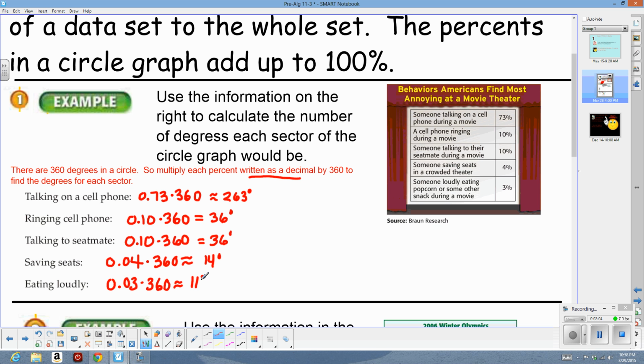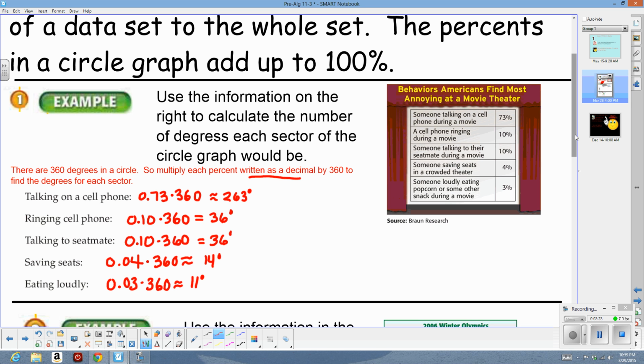Now, if you were to add these degrees up, it should total 360 degrees. Now, it might be off by a little bit just because we rounded to the nearest degree, so you might be off a degree.